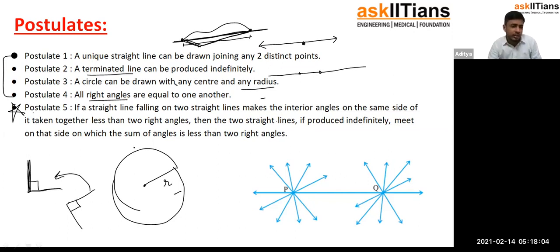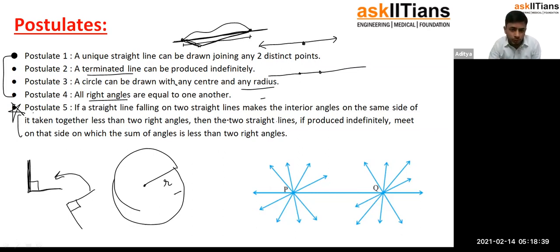So the basic idea about talking so much about postulate 5 is that it is not obvious at all, and it has very important consequences, right? Without this fifth postulate, we cannot develop the geometry as we know it today. So what does the fifth postulate say? It says that if a straight line falling on two straight lines makes the interior angles on the same side of it taken together less than two right angles.